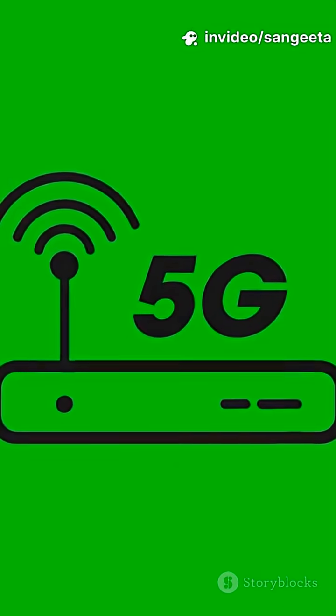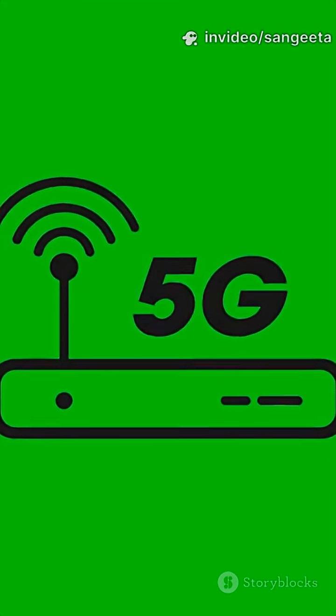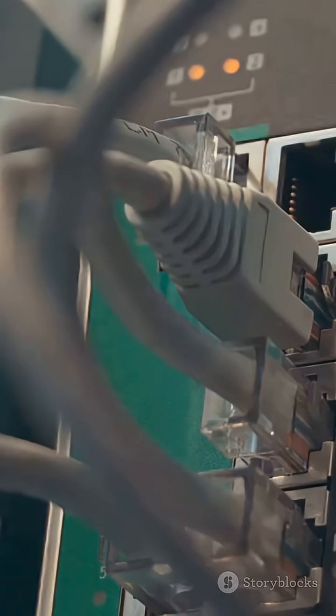Pro tip, 5 GHz is faster, 2.4 GHz reaches farther. Pick based on where you are. Name your bands separately so you can choose. If your home is large, consider a mesh system.